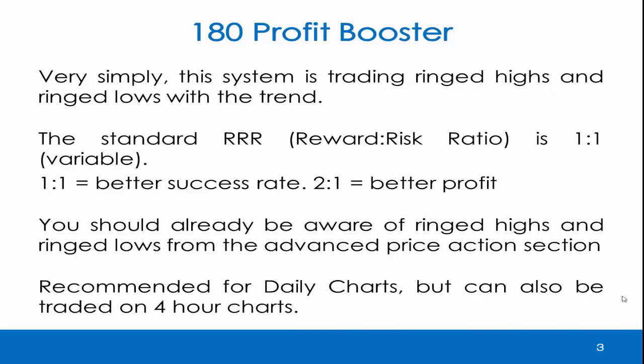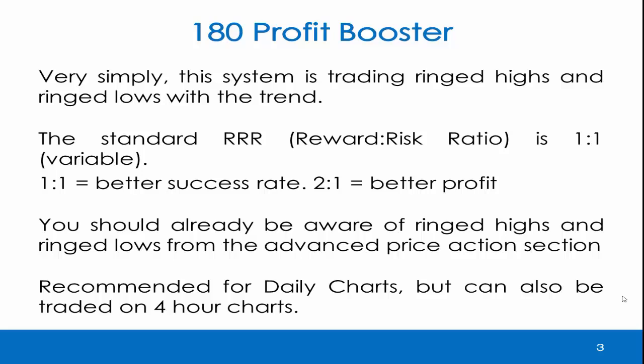Now, very simply, this trading system is trading ringed highs and ringed lows with the trend. So ringed highs are going to be used in a downward trend, and ringed lows are going to be identified in an upward trend. Now, the standard RRR, where does that come from? Well, the standard reward to risk ratio is 1-to-1. However, it is variable. Now, why do we make it 1-to-1? 1-to-1 is going to give you a better success rate, whereas 2-to-1 will lead to better profits. So you've got the option to change it up to a 2-to-1 reward to risk if you want to. We made it variable so you can customize it based on your own trading psychology.